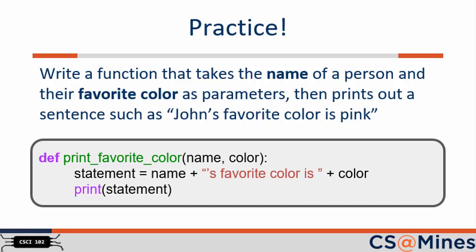Did you get your function to run correctly? Here's my solution to creating this function. Notice the keyword def that says we are defining a function. Then notice the name of the function I chose, print favorite color. And lastly, notice the two parameters in the parentheses. Inside of the function, we then print out the desired sentence using those two parameters.